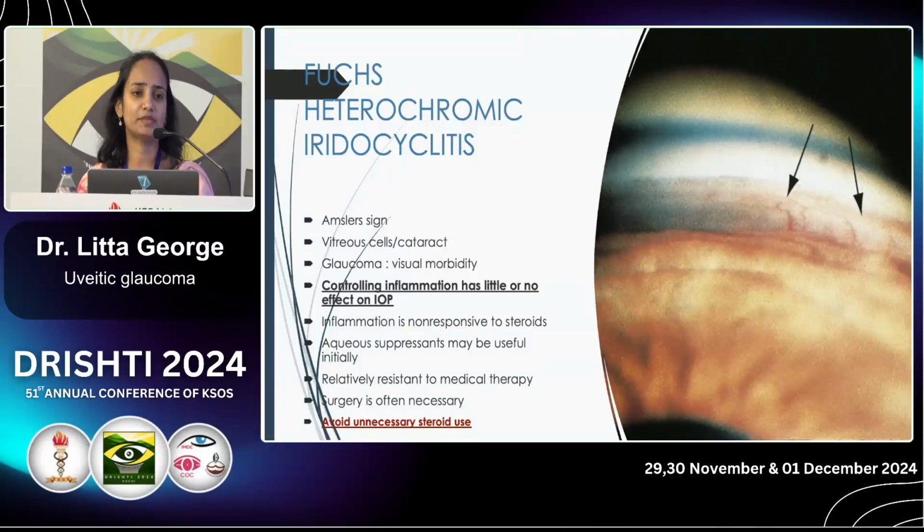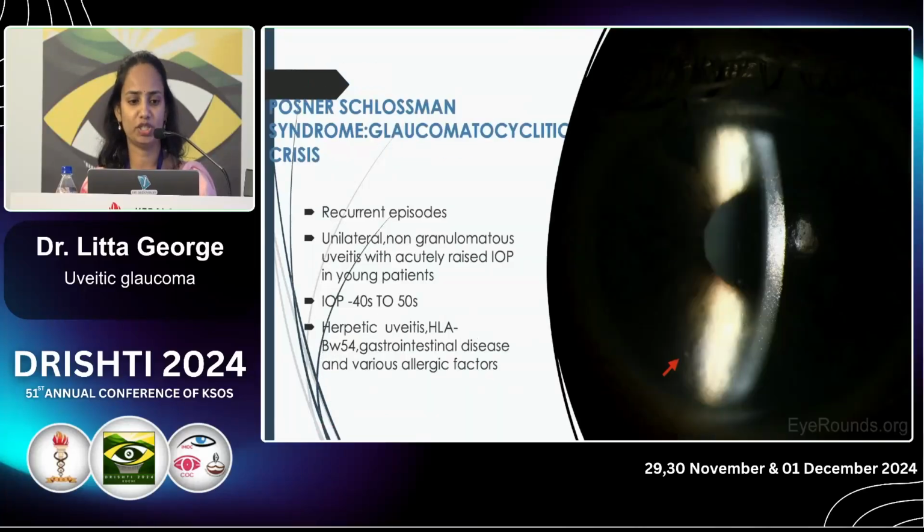These blood vessels bleed while you do an AC tap for taking aqueous sample for PCR or on gonioscopy. One important point to be kept in mind is that controlling the inflammation has little or no effect on intraocular pressure, and so avoid unnecessary use of steroids in Fuchs' iridocyclitis. Glaucoma is usually refractory to medical management, and usually you may require a surgical intervention.